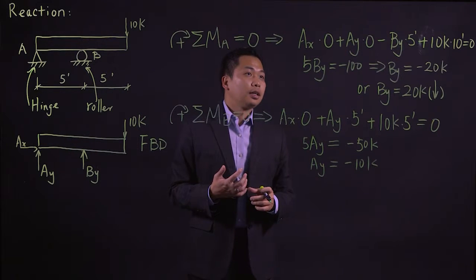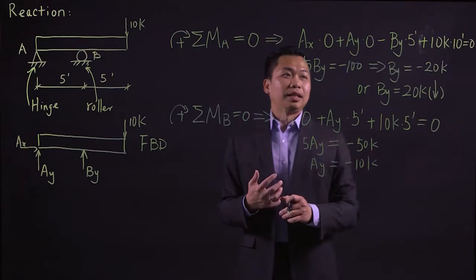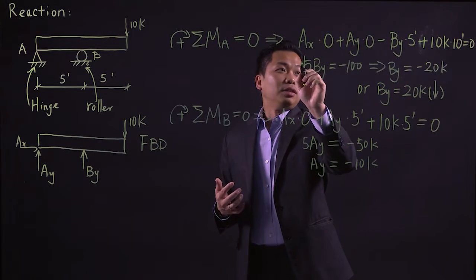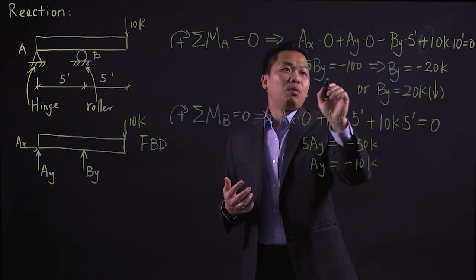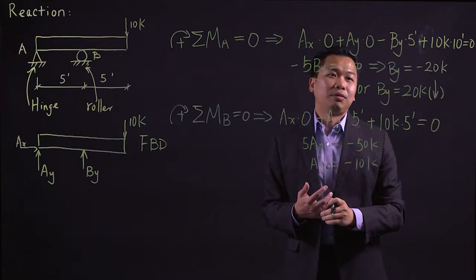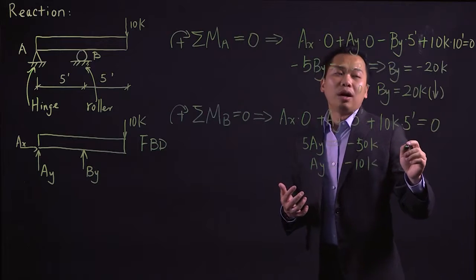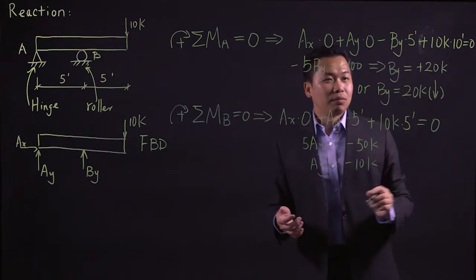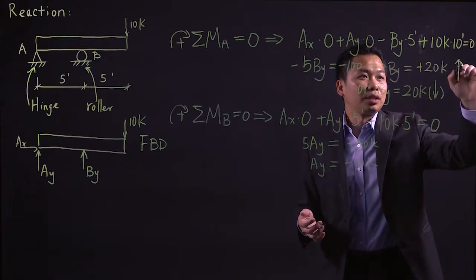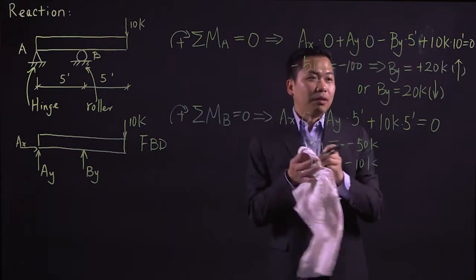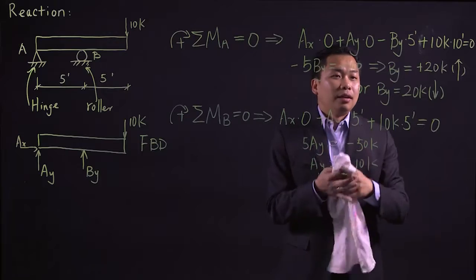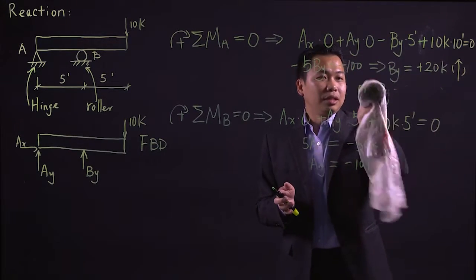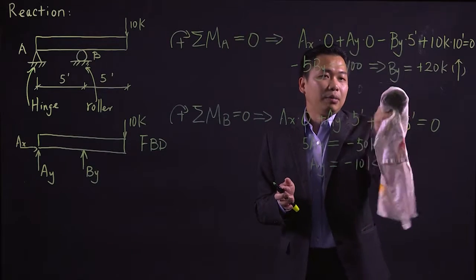It seems like we made a mistake here, because when you move this term to the right-hand side, you're going to have negative 5 By is equal to negative 100. Therefore, your By is actually positive. With that said, your By is actually going upward. So that is something we need to keep in mind. The direction is very important when you're calculating the reactions. Okay, let me erase that.